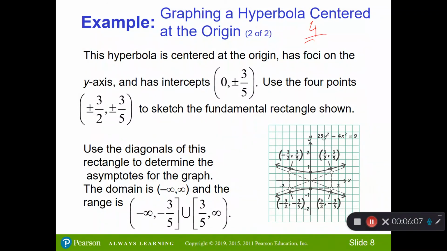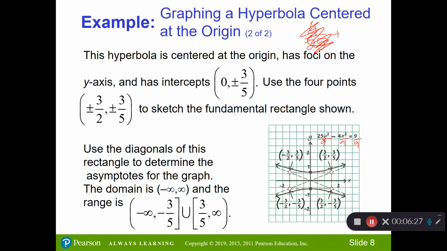4/25, and, oh, no, it wasn't 4/25. How do I undo that? Here's how I undo that. Sorry, we're right here. This is by 9, this is by 9, this is by 9.